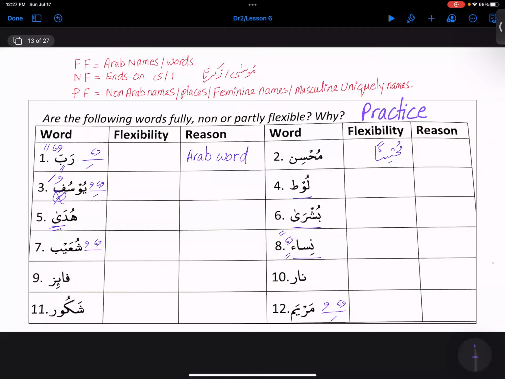Next one, Nar. Arabic word. Yes, Arab word. So narun, naran, and narin. Next one, Maryam. It's not an Arabic word, so it's flexible. Maryamu and Maryama. Never Maryami. And never tanween.